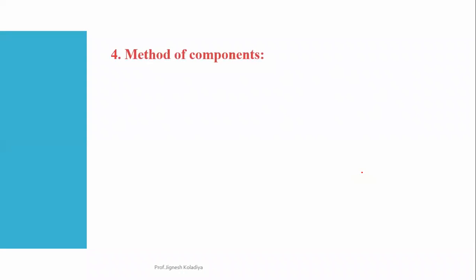The next method is the method of component. This is the easy method, and when multiple vectors are given, at that time you can use this method because this will be very easy. So let us see how we can add the vectors by using the method of component.